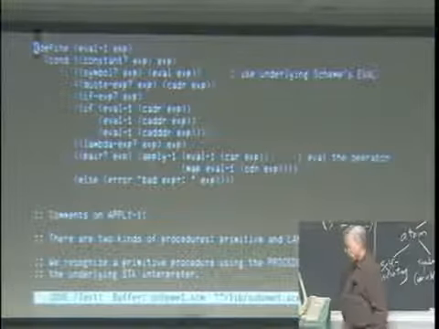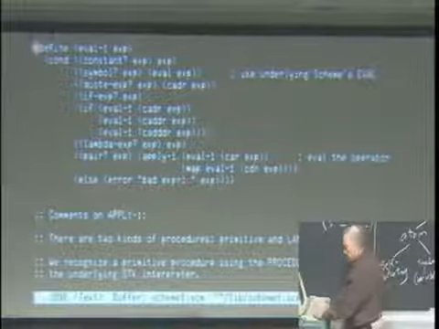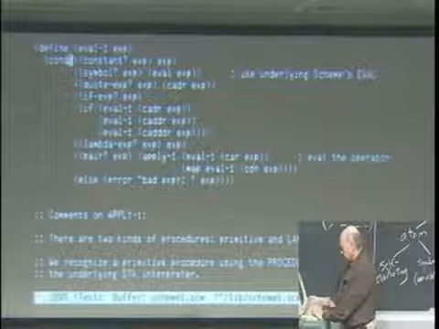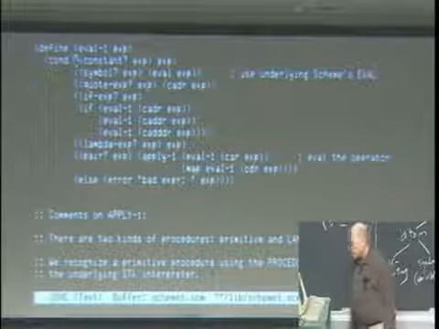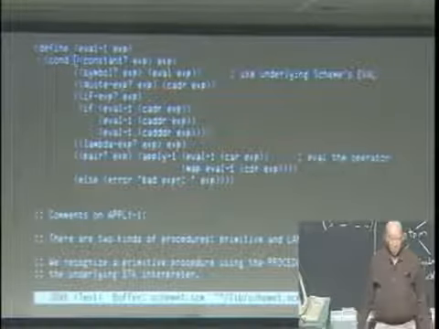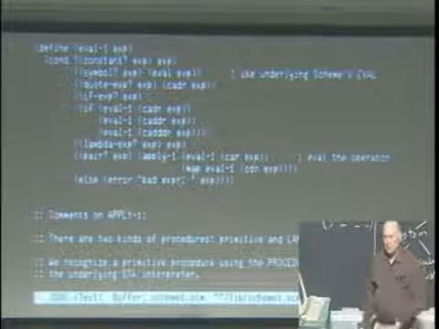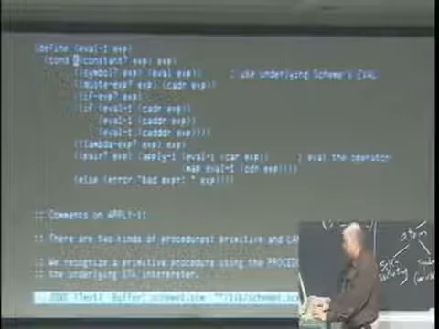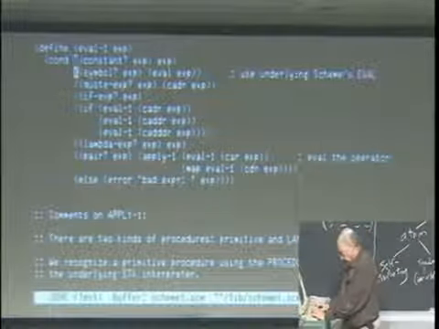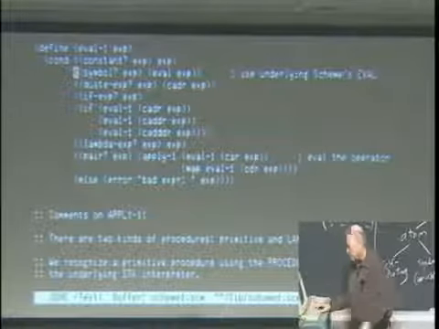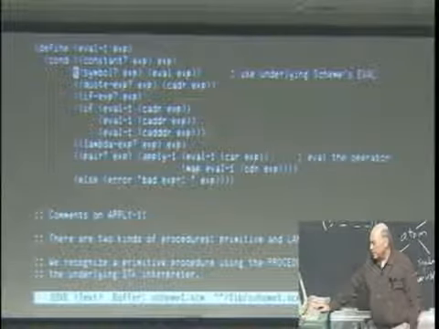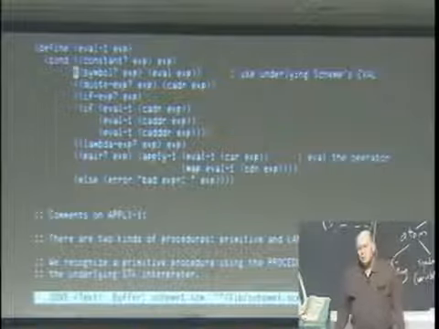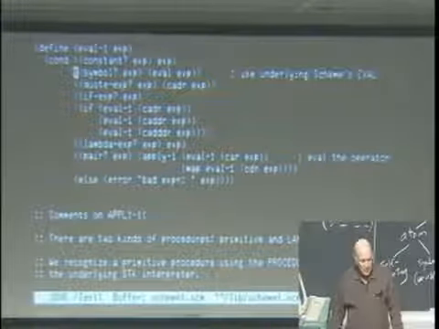So here's all of eval. And it's a little bit bigger than the one-screen version. So constant question mark, that's the same as self-evaluating question mark. If it's a self-evaluating expression, return the expression. If it's a symbol, then we call eval. Note, not eval1, but eval.